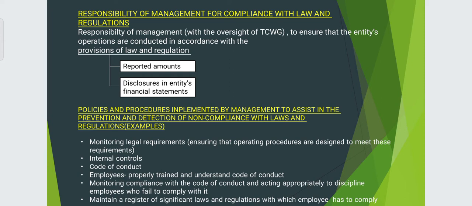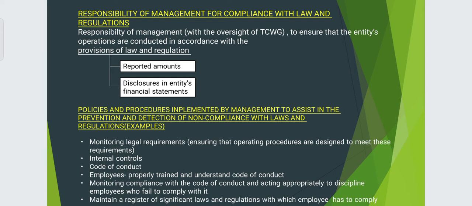So I have stated some examples that can be implemented by the management to assist the prevention and detection of non-compliance. So they can monitor the legal requirements, and they have to ensure that the operating procedures are designed to meet these legal requirements. The second one can be instituting and operating appropriate system of internal control.